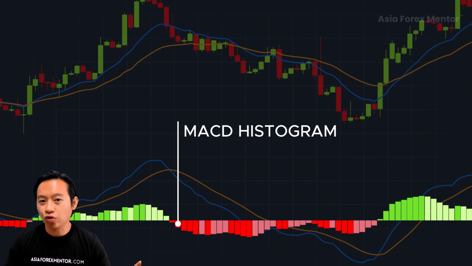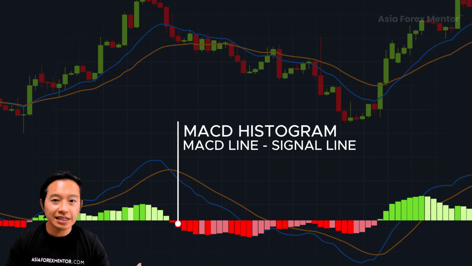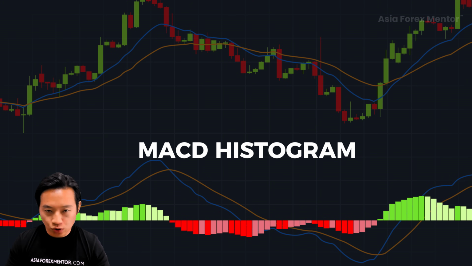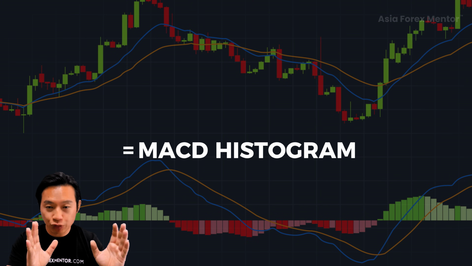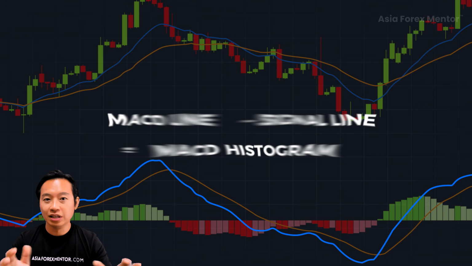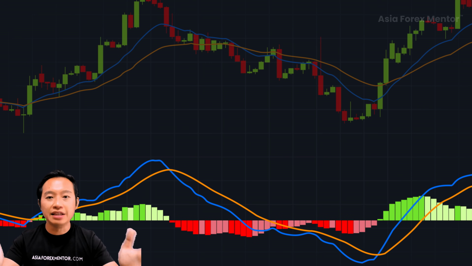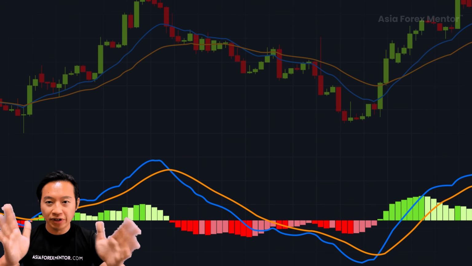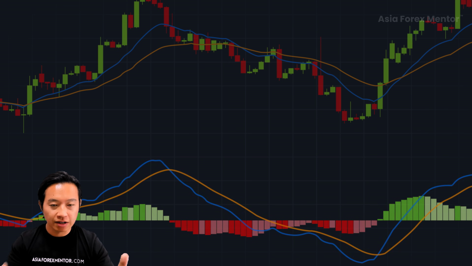The MACD histogram calculates the distance between the MACD line and the signal line. To get the MACD histogram, we only need to subtract the signal line from the MACD line. So the result is a difference, right? It's a visual difference between these two lines. Here's how it works.